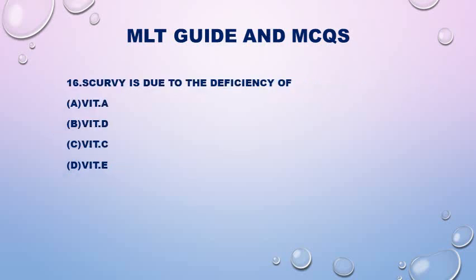16. Scurvy is due to the deficiency of options A. Vitamin A, B. Vitamin D, C. Vitamin C, D. Vitamin E. And the answer is C. Vitamin C.